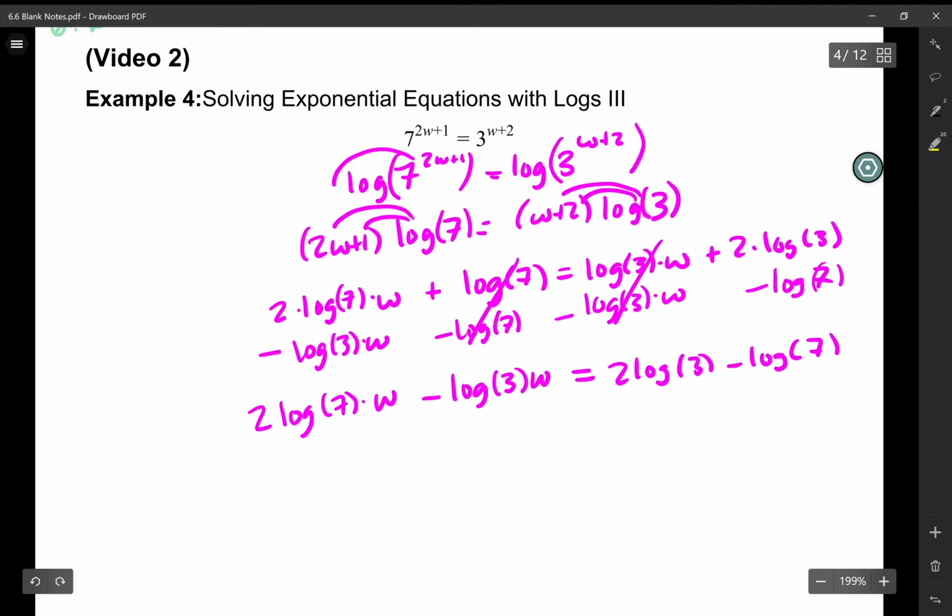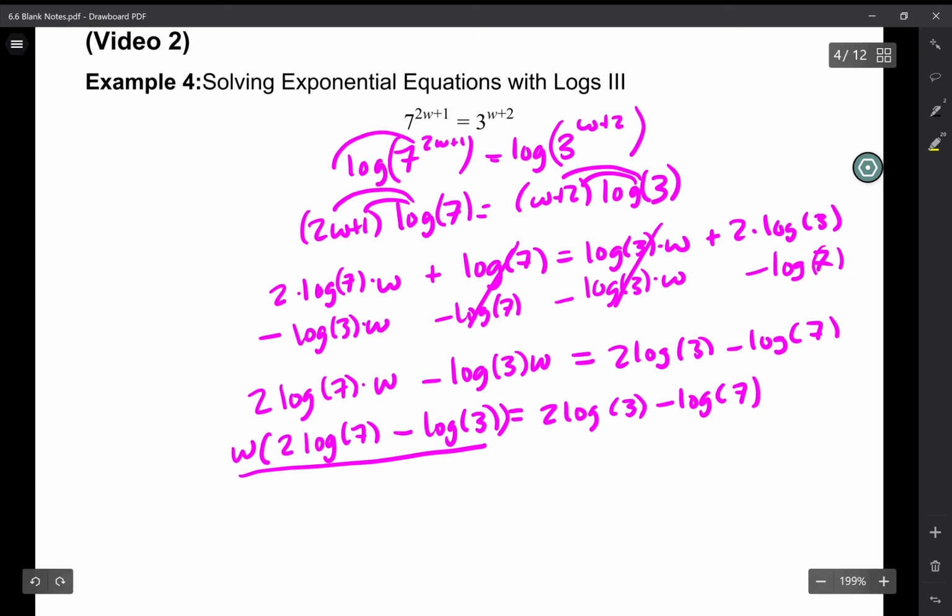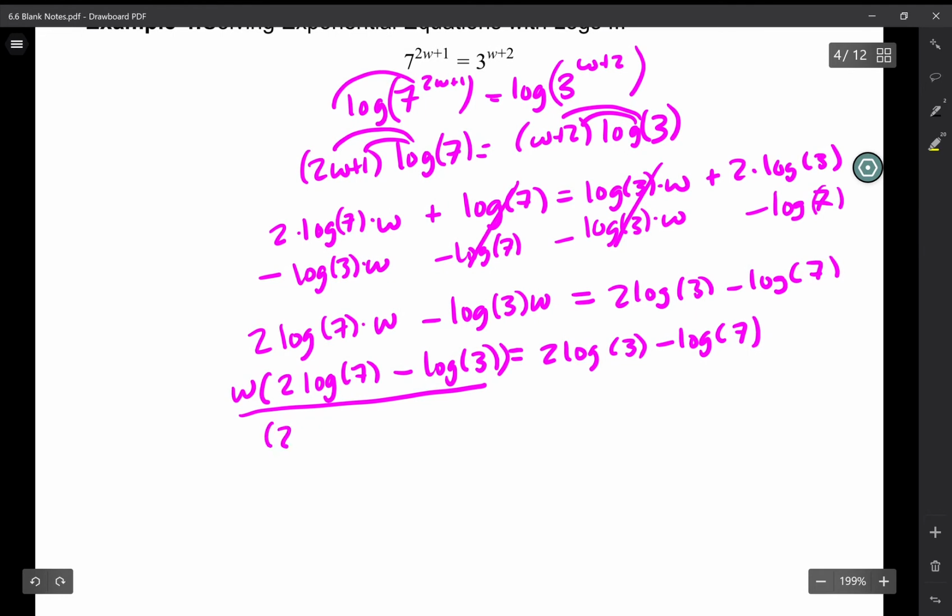All right, let's keep going. How do we get those w's by themselves? Well, we're going to factor them out. What would be left behind is w times (2 log of 7 minus log of 3) equals 2 log of 3 minus log of 7. And we're going to divide this off. If this was w times 5, we divide by 5. It's w times some number, maybe written in a long, complicated way, but it's still just a number that we're going to divide off: 2 log 7 minus log 3.